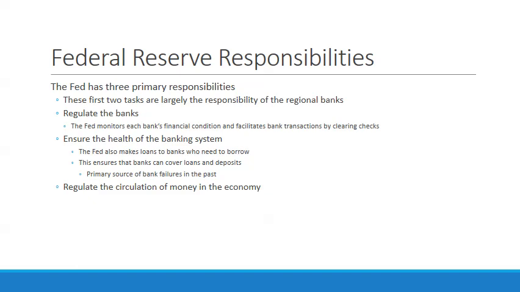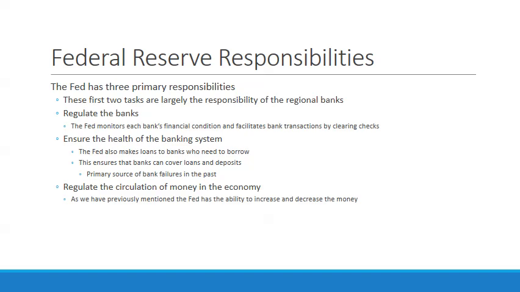Now, another major task is to regulate the circulation of money in the economy. As we've previously mentioned, the Fed has the ability to increase and decrease the money supply. When we were talking about why the economy fluctuates and shifting aggregate demand, the primary reason that aggregate demand shifts to the left or to the right is because of actions of the Federal Reserve.